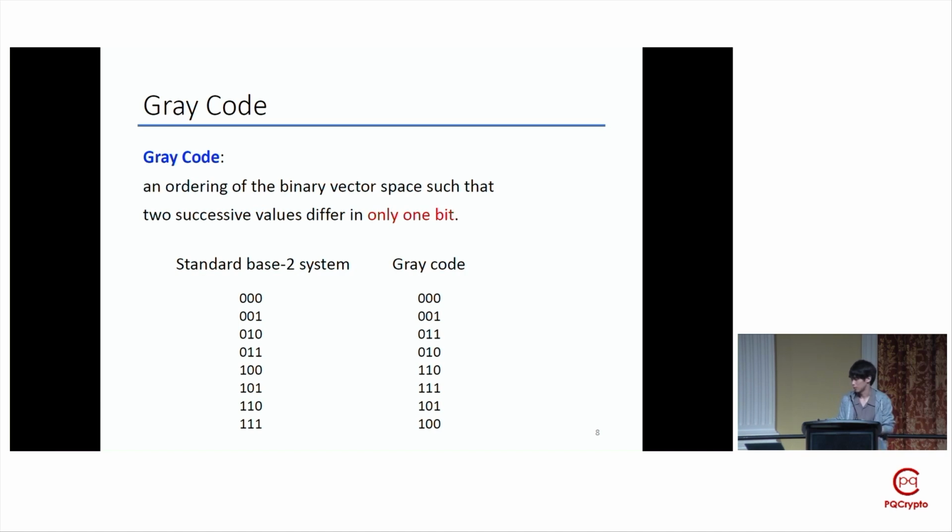Gray code is an ordering of the binary vector space such that two successive values always differ in only one bit. For example, in the standard binary system, 001 and 010 differ in 2 bits, the second and third bit, but in the Gray code ordering, any successive pair differs in only 1 bit.